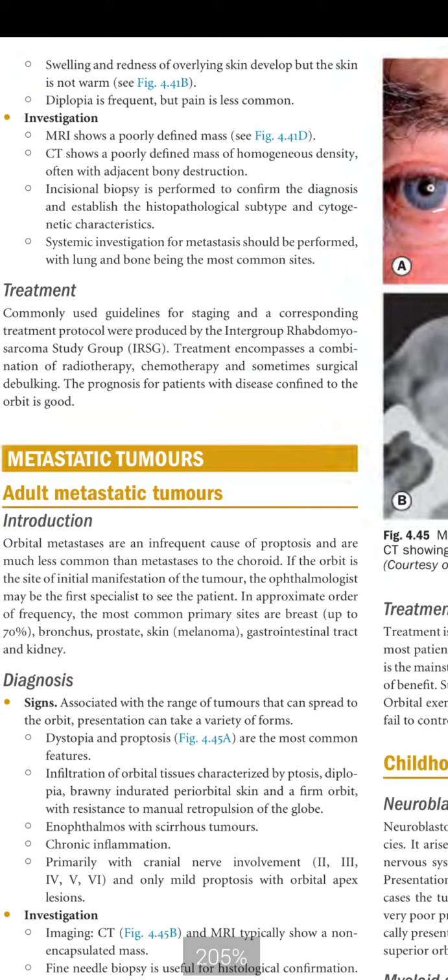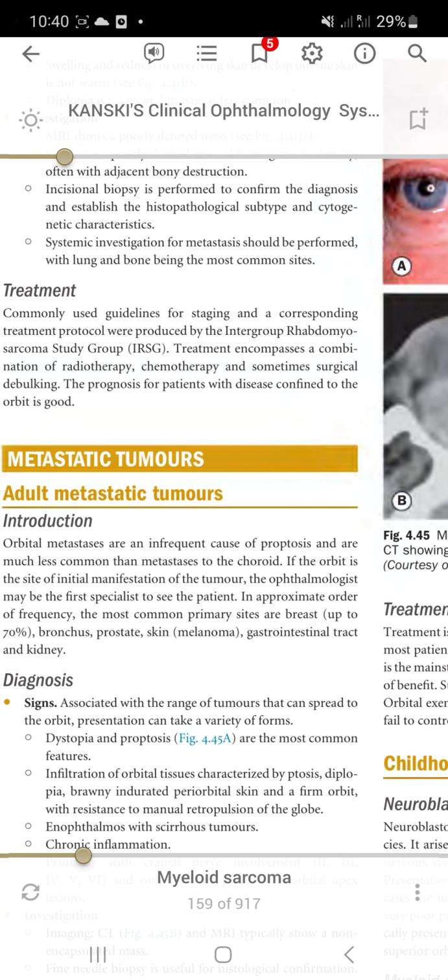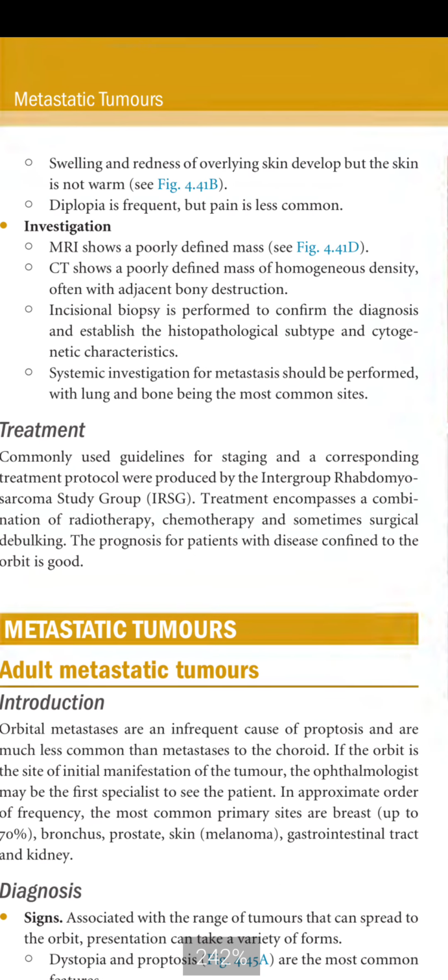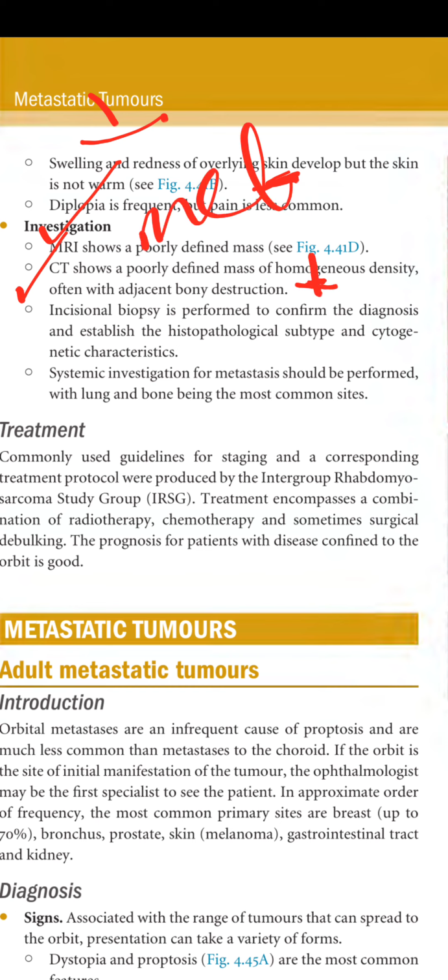Swelling and redness of the overlying skin develop, but the skin is not warm. So it mimics infection because there is swelling and redness, but the lesion itself is not warm. Diplopia is frequent, but pain is less common. Investigation: MRI will show a poorly defined mass. CT scan shows a poorly defined mass of homogeneous density, often with adjacent bony destruction. So there will be bony destruction as well, because it is a malignant tumor.